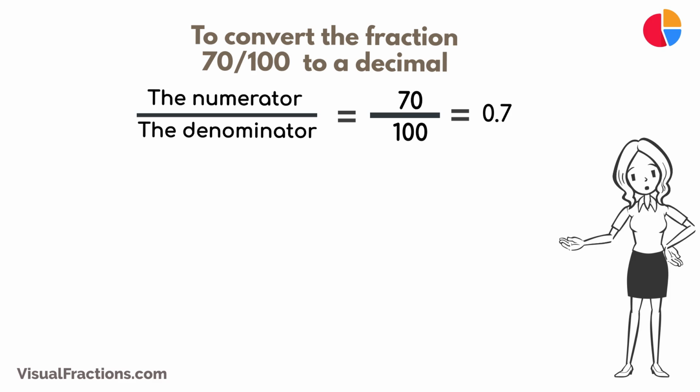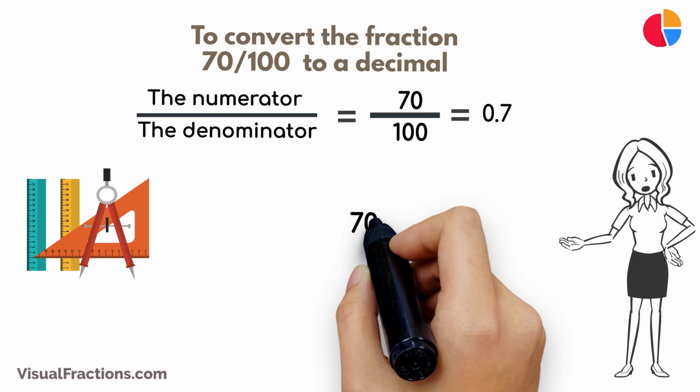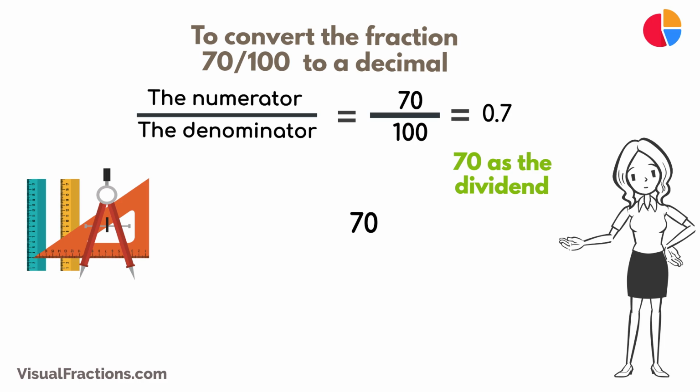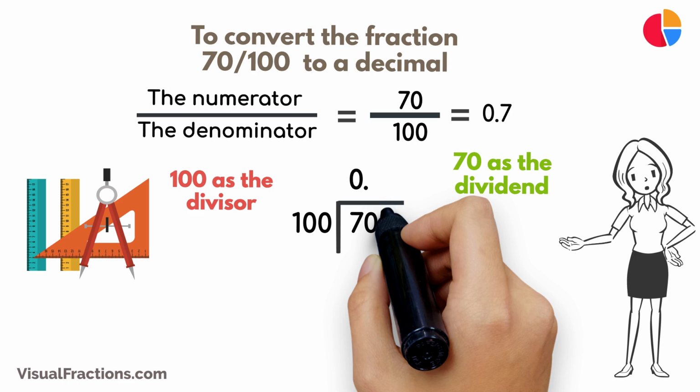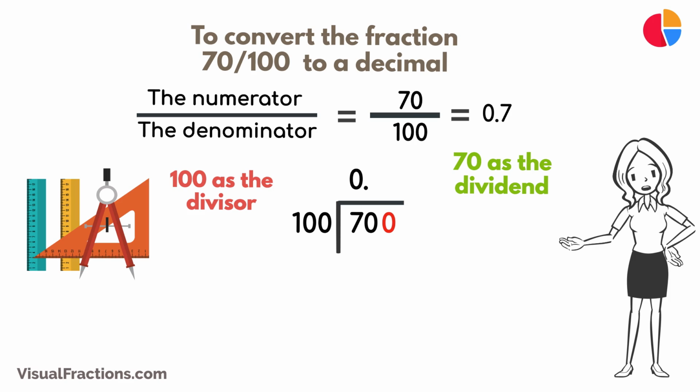To do this by hand using long division, we start by writing 70 as the dividend and 100 as the divisor. Since 100 doesn't fit into 70, we add a decimal point in our answer and append a 0 to 70, making it 700. How many times does 100 go into 700? Exactly 7 times. We write 7 after the decimal point in the quotient, making it 0.7.